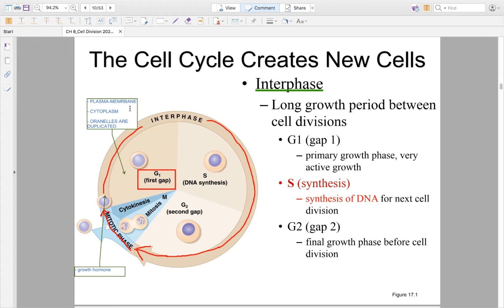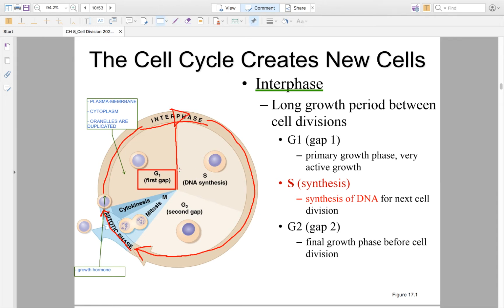All right, so all of the cytoplasm, the cell membrane, all of the organelles, proteins, etc. are going to be duplicated in G1. Now, once that cell has left the G1 phase, it will move into the next phase. The next phase is called the S phase.